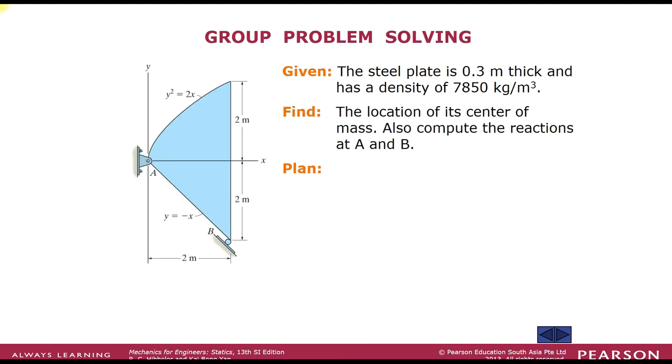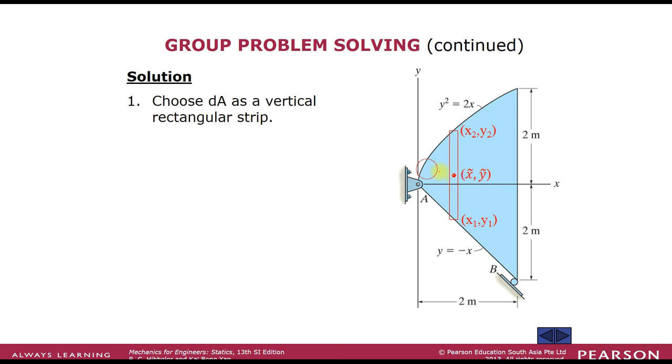For example, the plate is stated to be about 0.3 meters thick and has a density of 7,850 kilograms per cubic meter. We need to find the location of its center of mass and also compute the reactions at A and B. So we have to find the center of mass by integrating, and we use two-dimensional equations of equilibrium to solve for the external reactions. Let's say we choose a vertical rectangular strip here, and we assume the center of gravity is somewhere at x, y. We don't know yet.